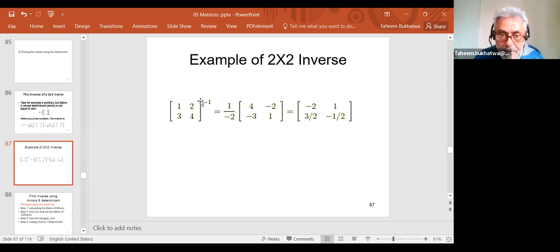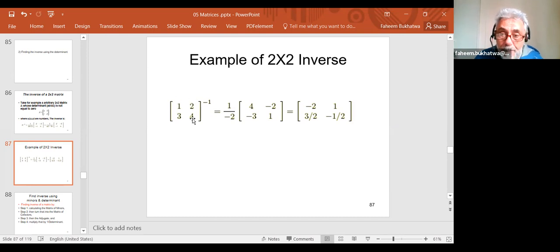What's the inverse of this matrix? Remember, the inverse of 8 is 1 over 8, and that's how you write 1 over 8: 8 to the power of minus 1. So the power of minus 1 means the inverse, generally. So what's the inverse of this matrix?